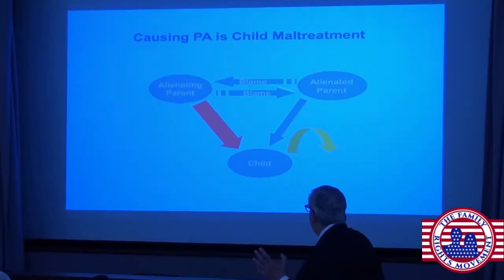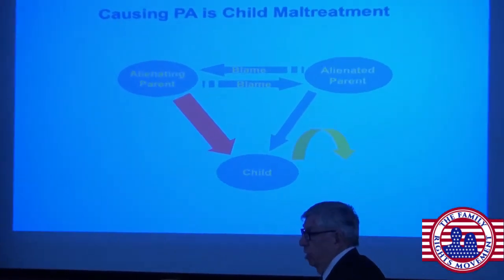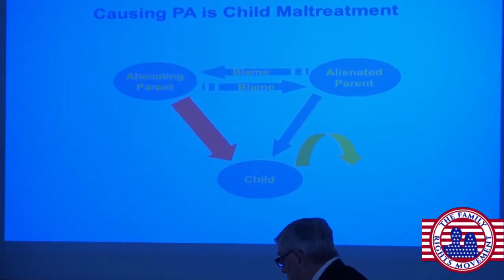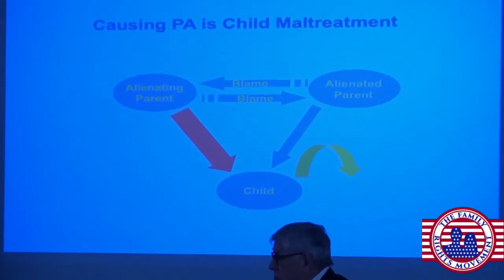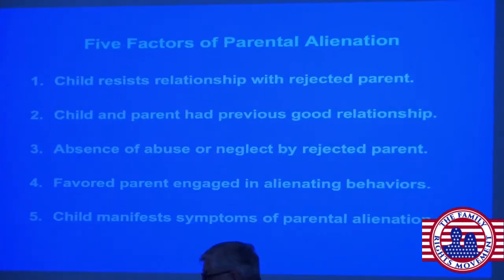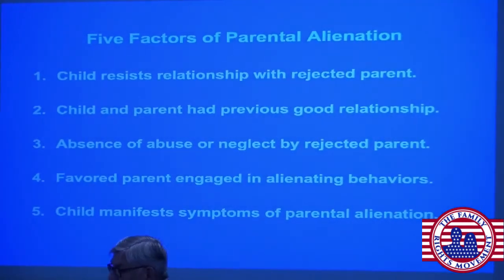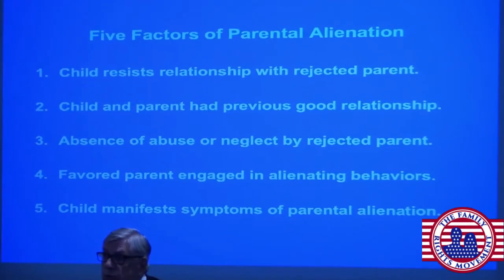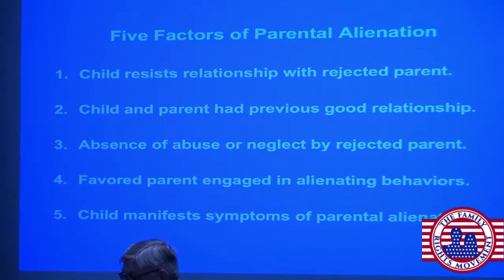In other words, there's conflict between the parents. One parent, whom we call the alienating parent, indoctrinates the child to reject the other parent. And this we consider very bad parenting. In fact, if alienating behaviors are done incessantly, we consider that child abuse. And that's an important consideration when you talk about what to do about severe parental alienation.